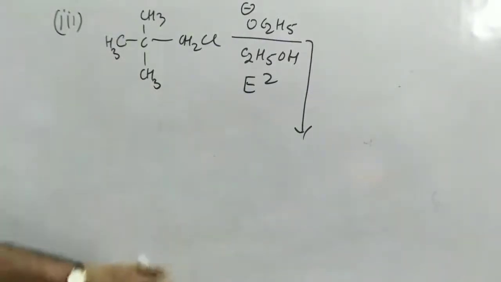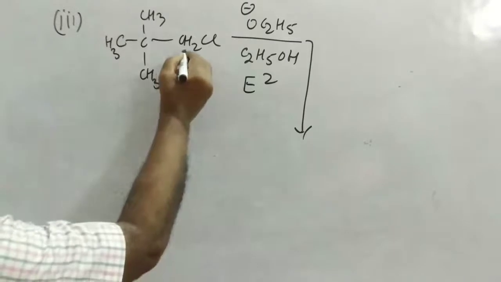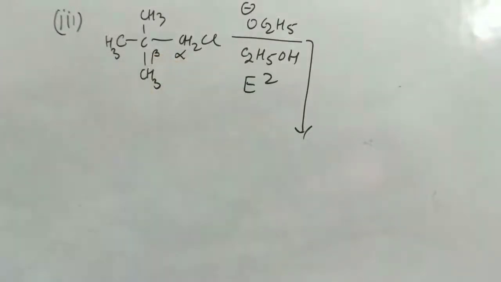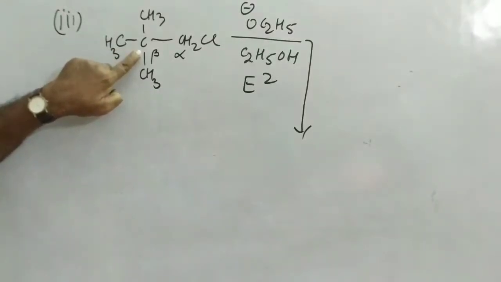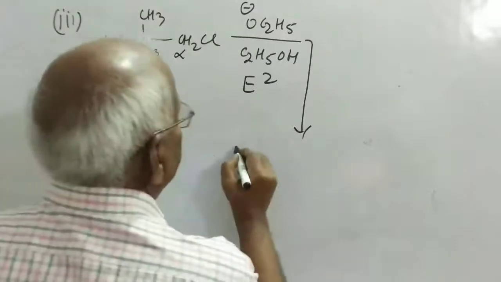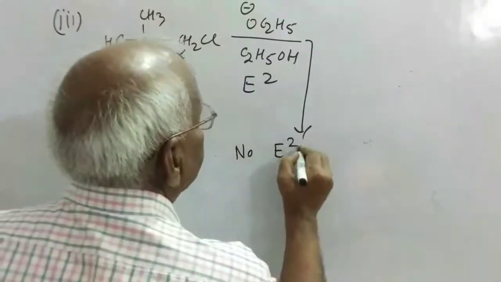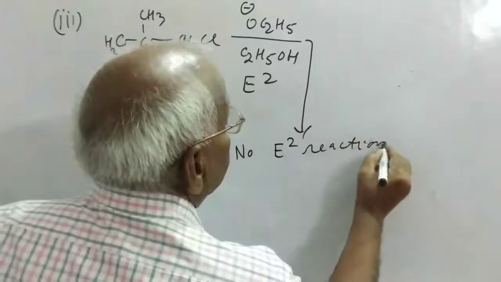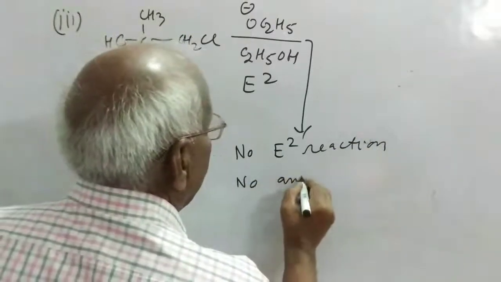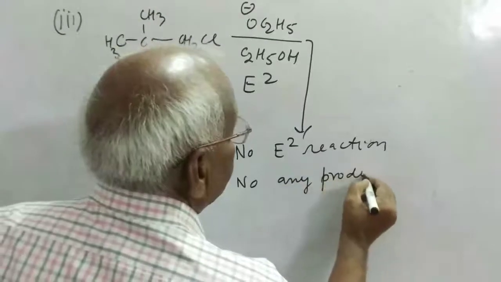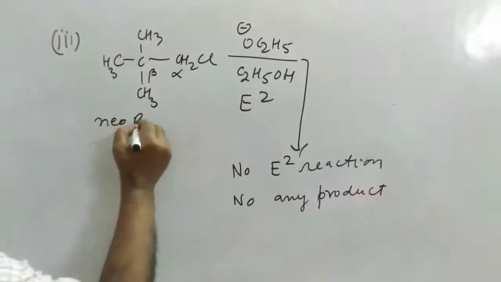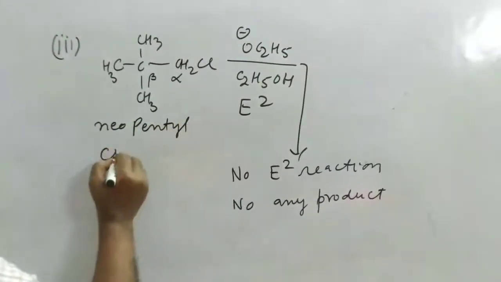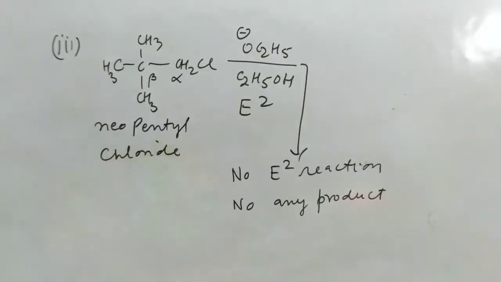Now see the alkyl halide. This is the alpha carbon atom. This is the beta carbon atom. At the beta carbon atom there is no beta hydrogen, so it will not undergo E2 reaction. No E2 reaction. No product. It means this neopentyl chloride will not undergo dehydrohalogenation reaction.